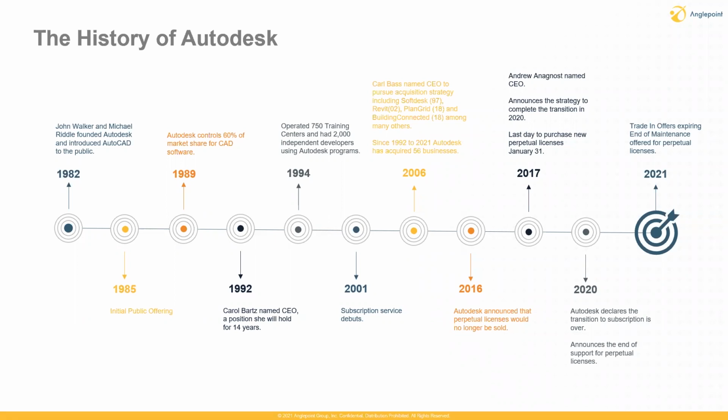In 2016, Autodesk announced that perpetual licenses would no longer be sold. And then in 2017, there was a new CEO, Andrew Anagnost, who during his first Investor Day announced a strategy to complete the transition to subscription by 2020. He also said that the last day to purchase new perpetual licenses would be January 31. And while this was the announcement, some organizations have since been able to buy perpetual licenses.